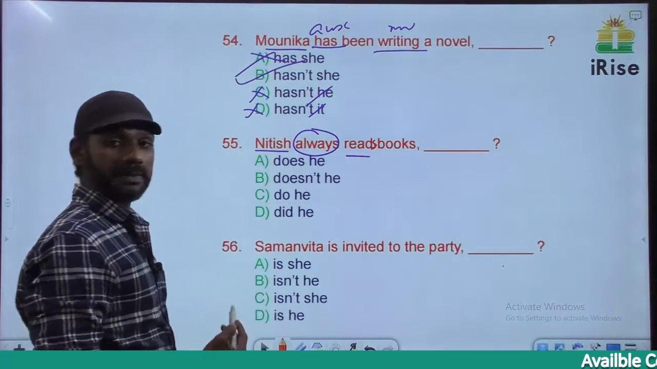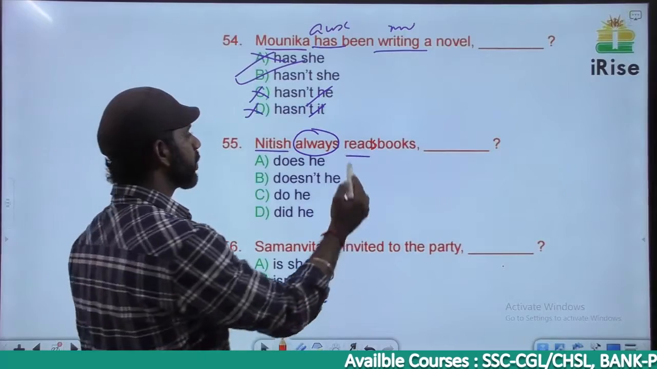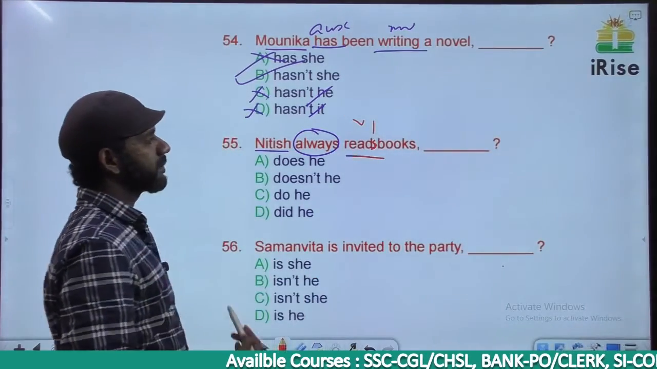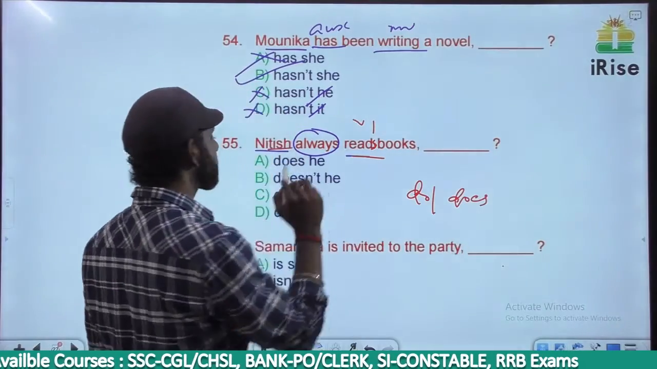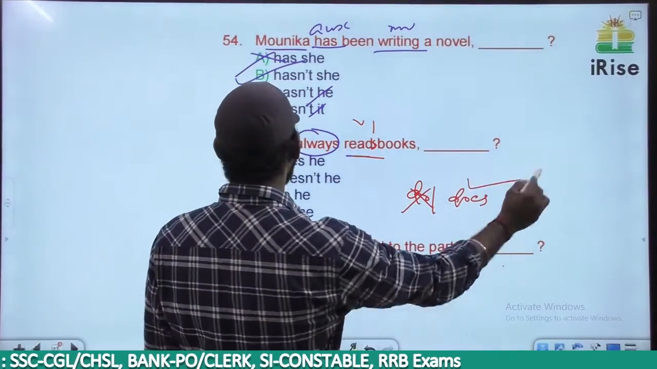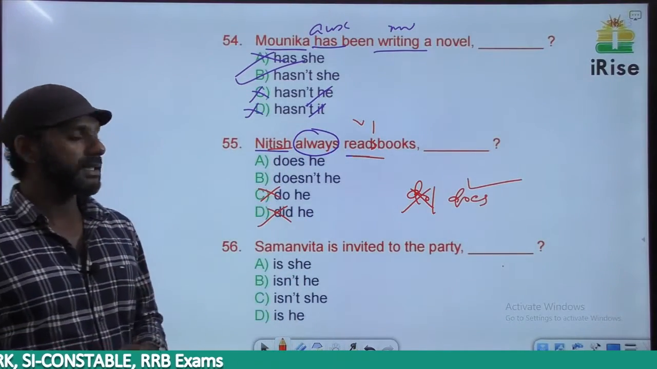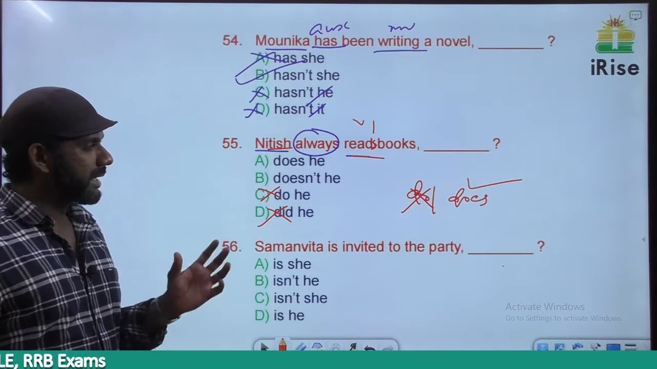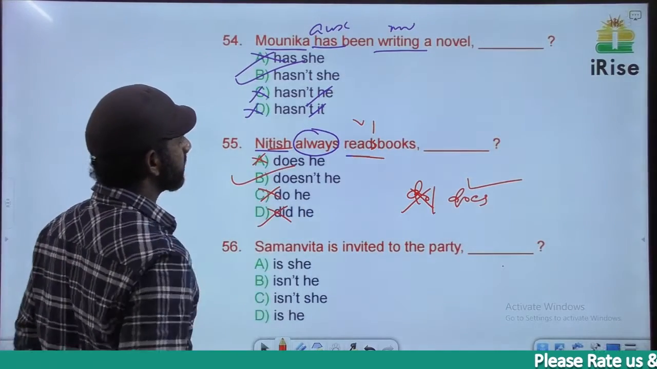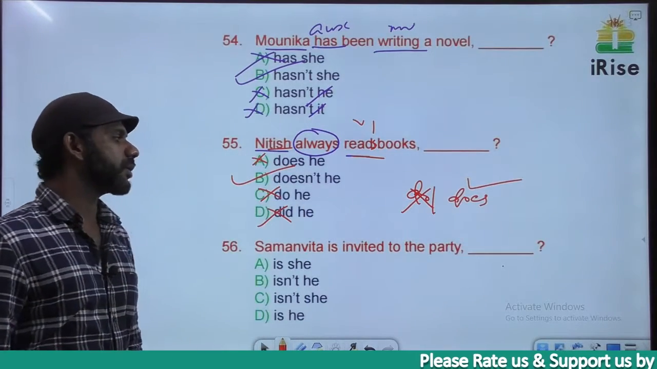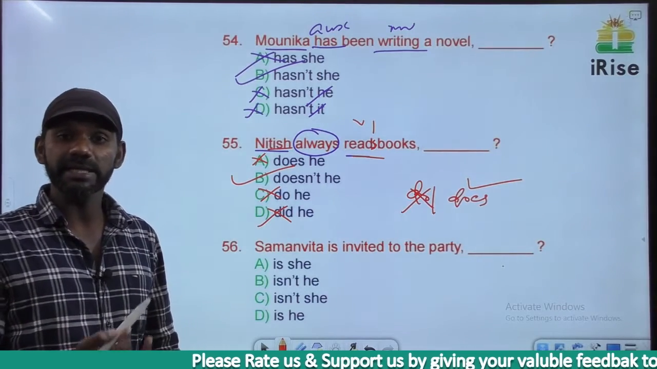Nitish always reads books. No auxiliary verb here. The verb here is reads, main verb, V1, subject plus V1 is simple present. So as you know, we have to go for do or does. The subject is Nitish, singular, so we have to go for does. Based on that, do is gone, did is gone. No negative term. In the tag, we need to have a negative term. Does not, short form is doesn't. Nitish, he, so A is gone, the answer must be B. Nitish always reads books, doesn't he? That means doesn't he read books?